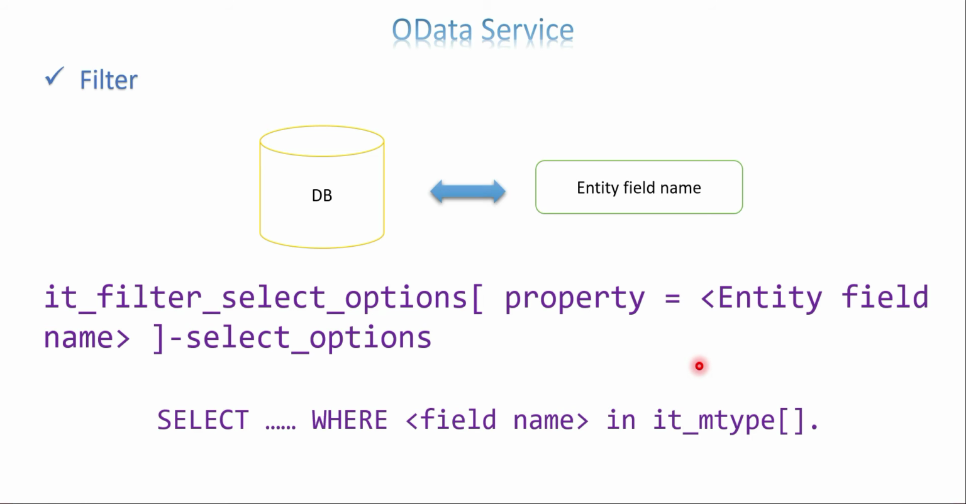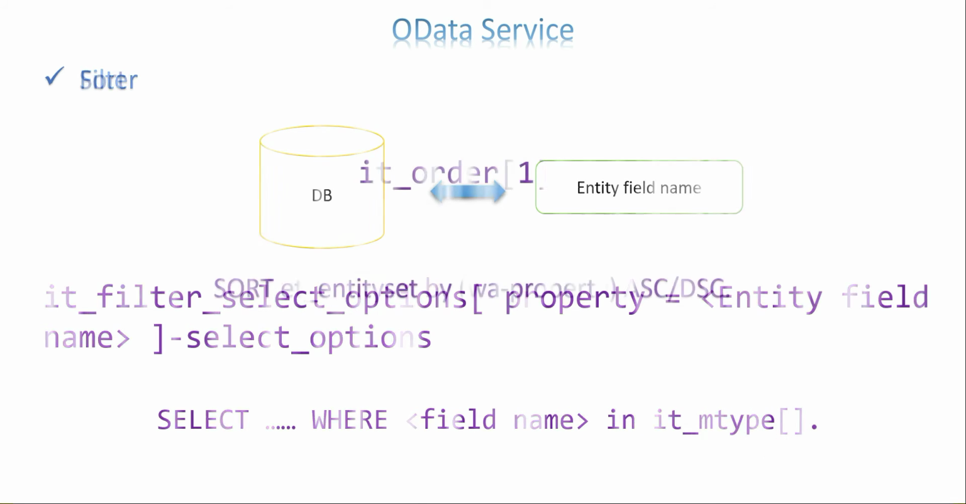So for that, what you have to do is just get it as an internal table, and you can make use of the IN operator in the where condition. So if it is empty, it will take everything. If it is not empty, it will get only those values from your database table, whatever information is there. So this is another way of filtering with the help of IT filter select options. And once you get it in a particular internal table, just make use of the IN operator in the where condition.